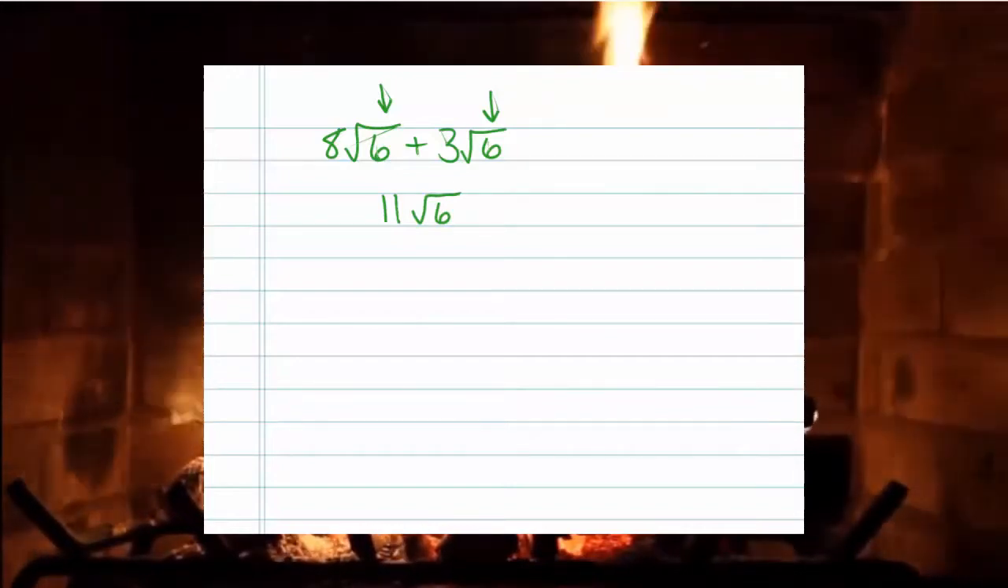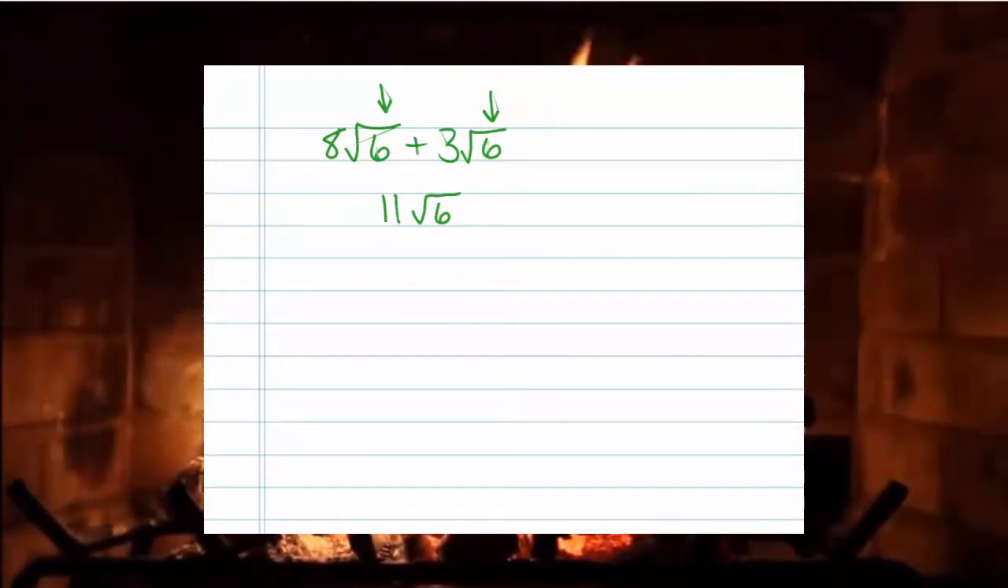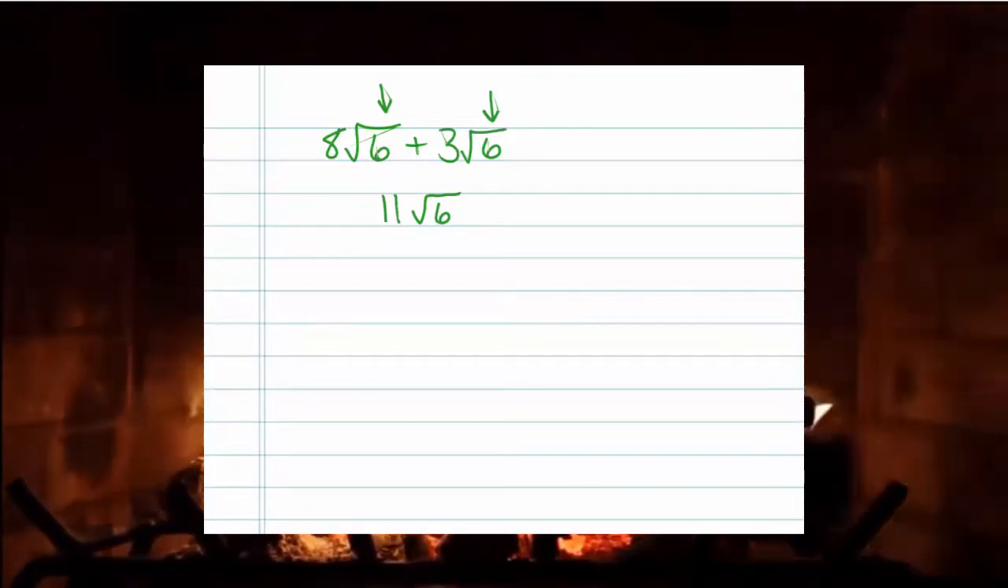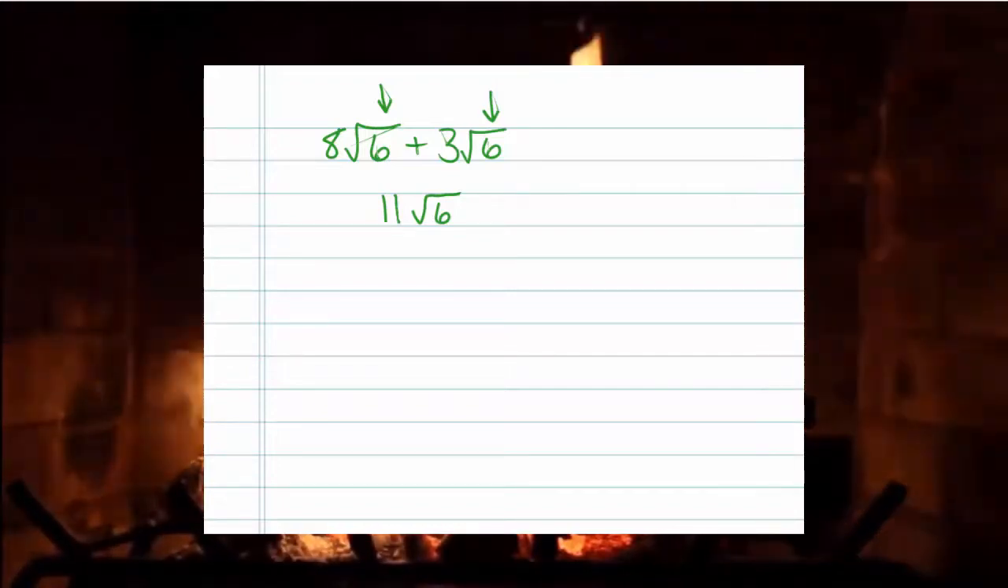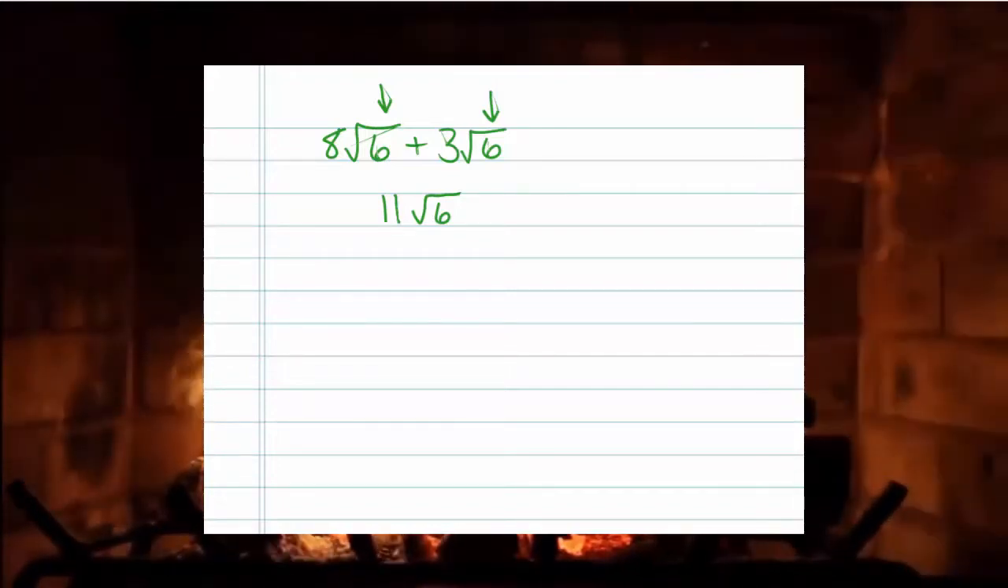Since we already know from the previous 2 days that we're not going to be able to simplify square root of 6 because its factors would be square root of 3 times square root of 2, where nothing would simplify out of the radical, our final solution is simply 11 square root of 6.